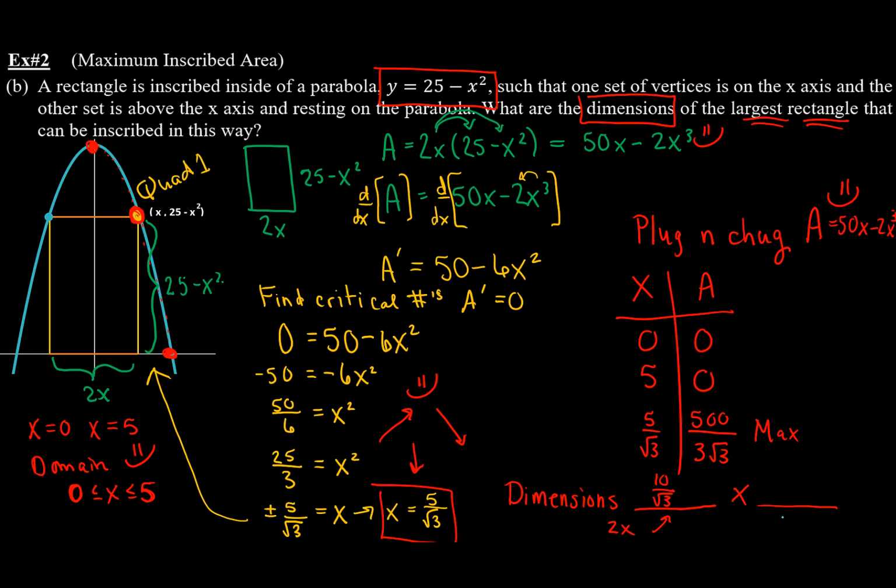And then my y, remember, is 25 minus x squared. So if I plug 10 divided by the square root of 3 into my 25 minus x squared and simplify it, I'm going to get 50/3. Those are the dimensions of my largest rectangle. And do yourselves a favor, don't round unless they ask you to.